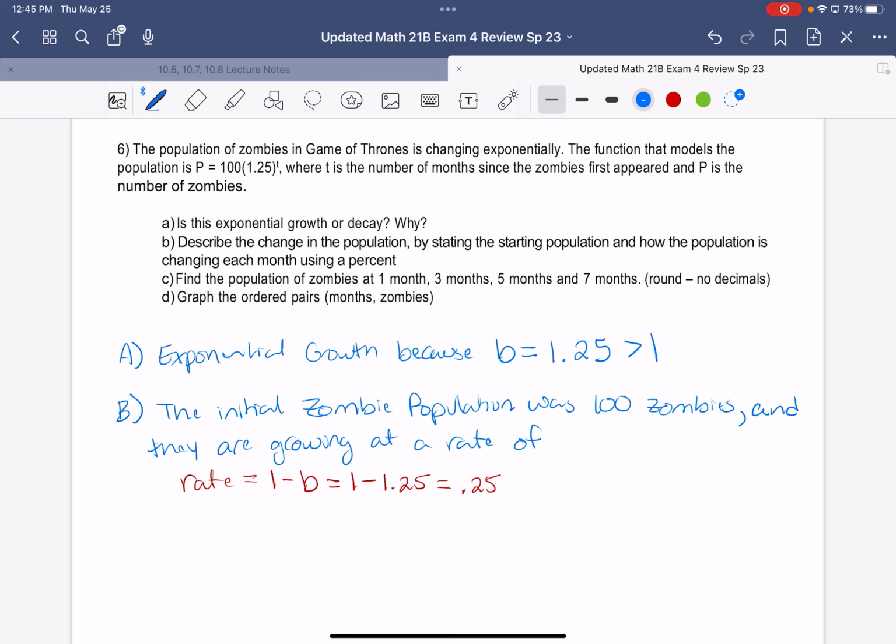So they are growing at a rate of 25% per what? How often is it? Is it per day, per week, per year? Month. Per month. Any questions on part B?